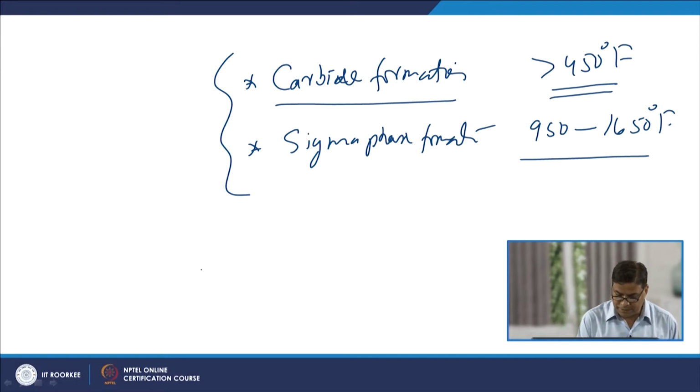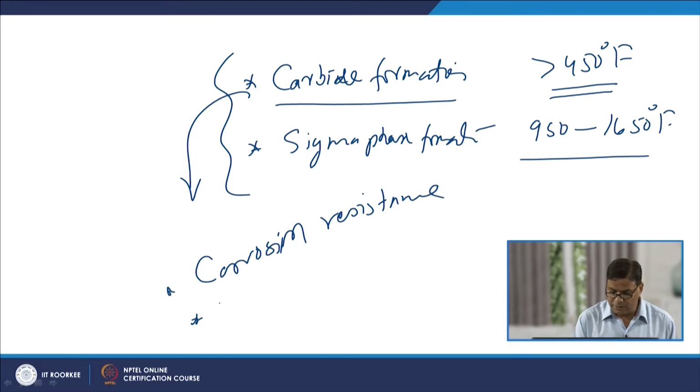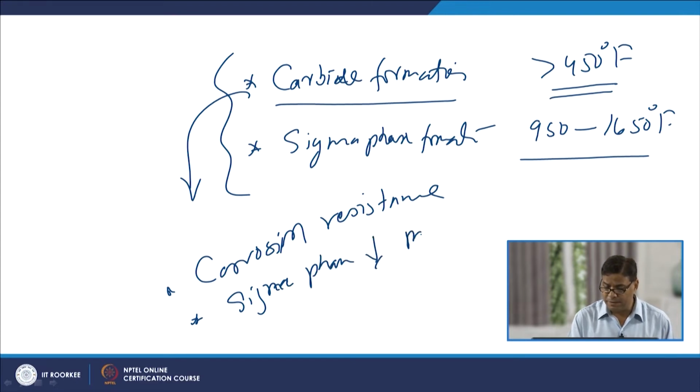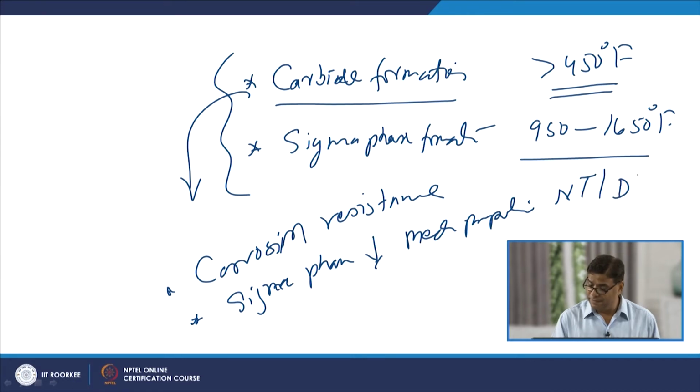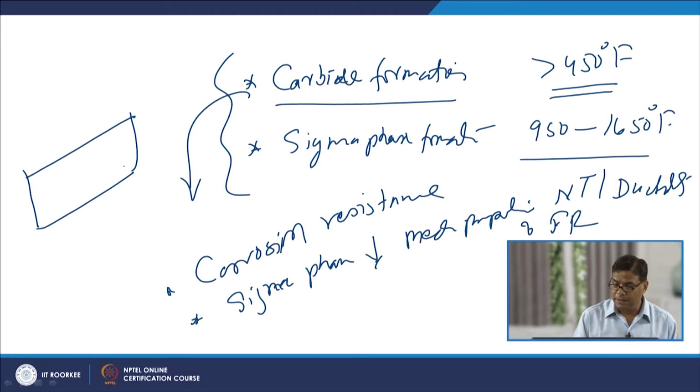These are the two kinds of phase transformations which are commonly observed and which adversely affect the performance of the weld joints of the austenitic stainless steel, especially in the heat affected zone. Because of the chromium carbide formation, corrosion resistance is reduced, and on the other hand sigma phase formation reduces the mechanical properties, especially the notch toughness, ductility and fatigue resistance. These are some of the adverse effects associated with the welding of the ASS occurring due to the phase transformation in the heat affected zone of the ASS weld joints.